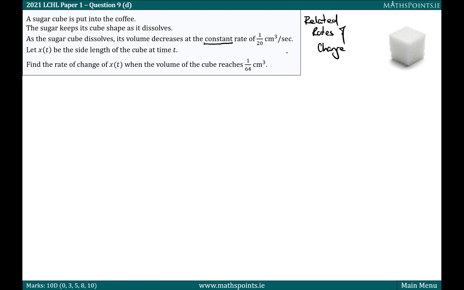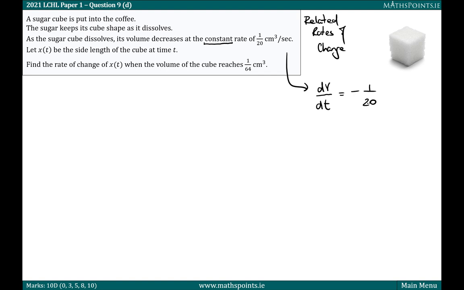So that means that every second that passes, the volume of this cube decreases by the same amount. And how much is that? Well, it decreases by 1 over 20 centimeters cubed per second. Now, we're going to write down in notation what that is. So that's the change in the volume of the cube. So the change in the volume is dV as time passes, dt. So the volume of the cube is decreasing, so we're going to put in a minus 1 over 20 centimeters cubed per second. So that's the first thing.